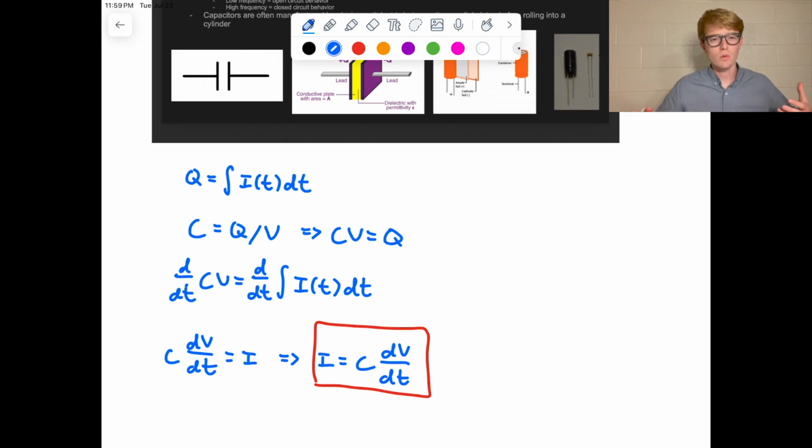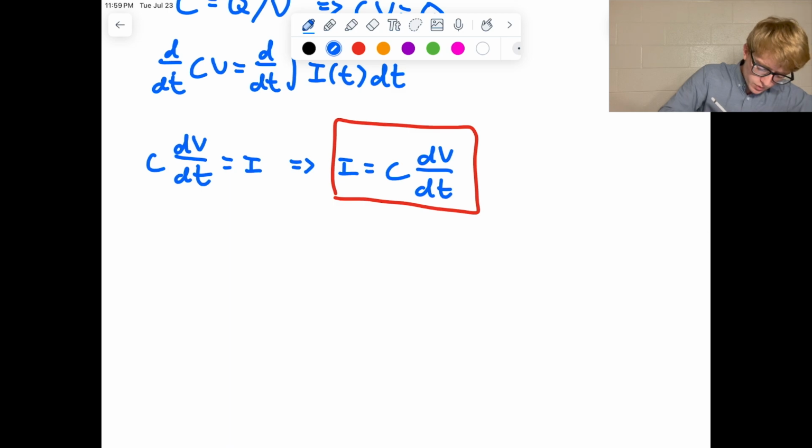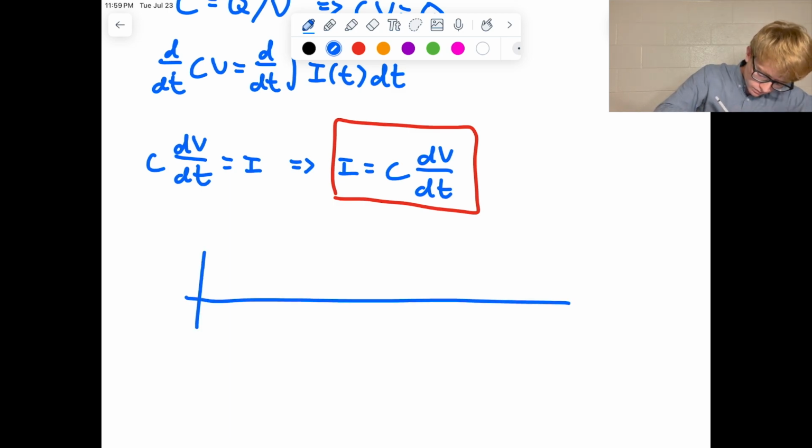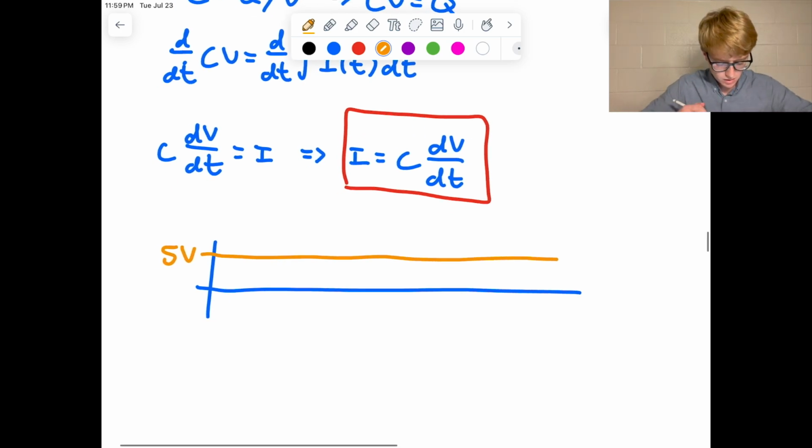So now let's talk about what we can get out of this equation. Let's go back to the same presumptions we had before, which is that a capacitor looks like an open circuit at DC and low frequency, and it looks like a wire at high frequency. So let me just draw this out. Let's say my input is in orange. Let's say I have a DC input, okay? Let's say that is 5 volts, whatever, doesn't really matter.